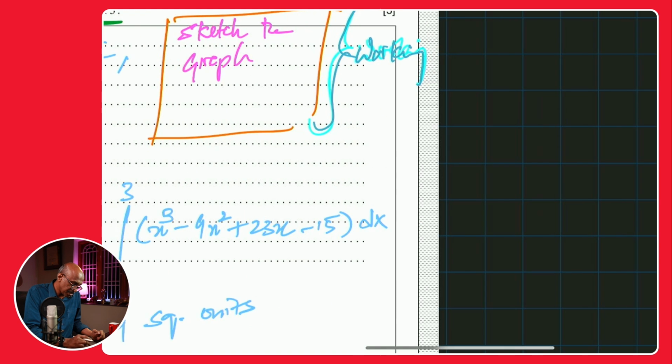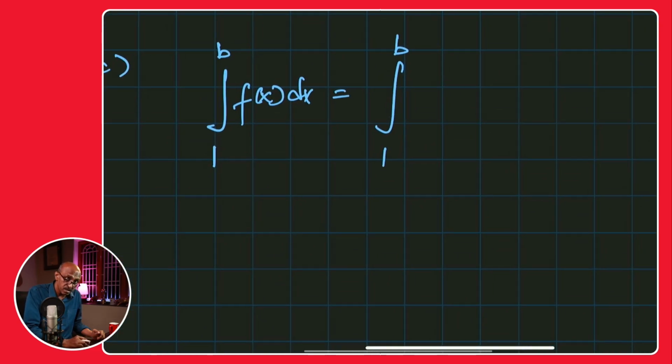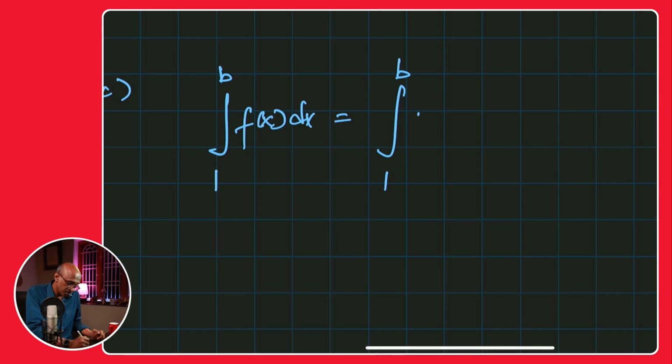Okay, so basically what they're saying is that the integral from 1 to b of f(x) dx is equal to the integral from 1 to b, the same b, of g(x) dx. Everything is given: x is given, f(x) is given, g(x) is given, and the lower limit is given, except for the upper limit in both cases.